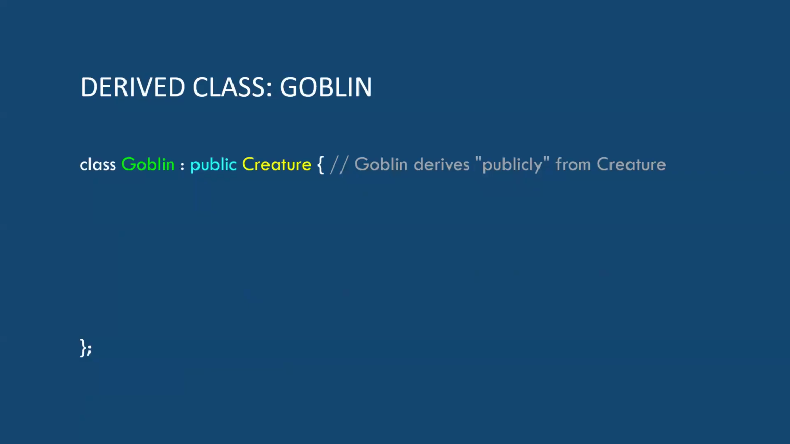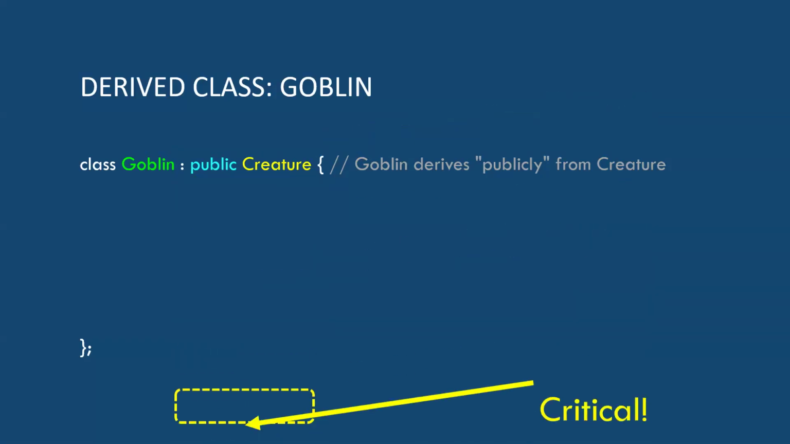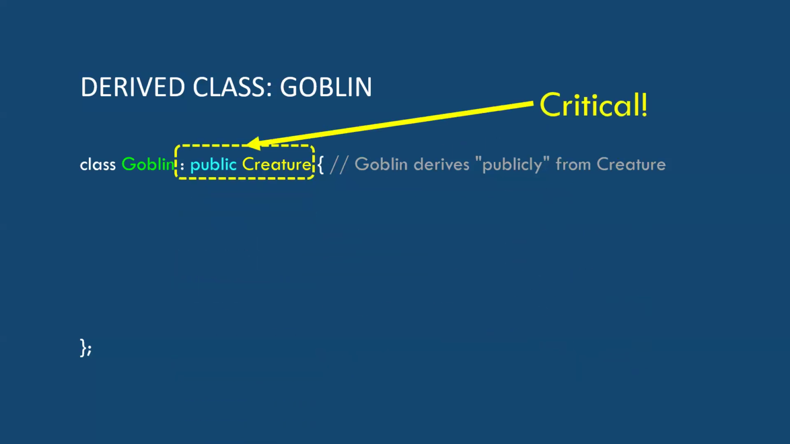So let's derive from our Creature and make our Goblin. And we'll use the public inheritance mode. So Goblin derives publicly. We'll talk about what that means shortly. We've got to have that. If you leave that out, it's not going to work properly. So that's another area where, in chess, possibly, people might forget that.